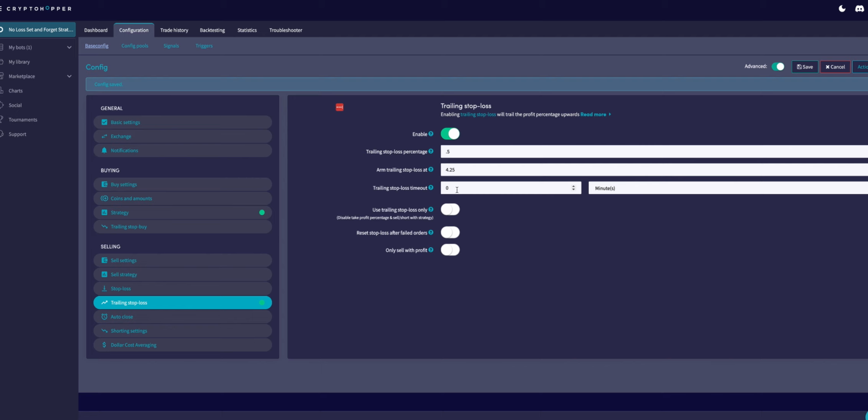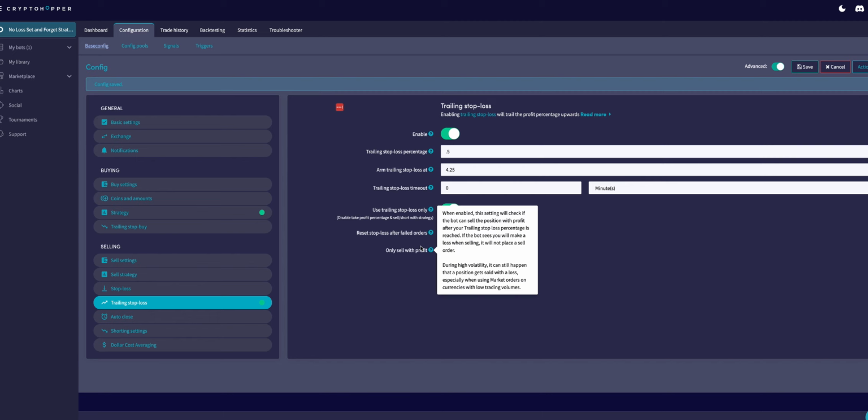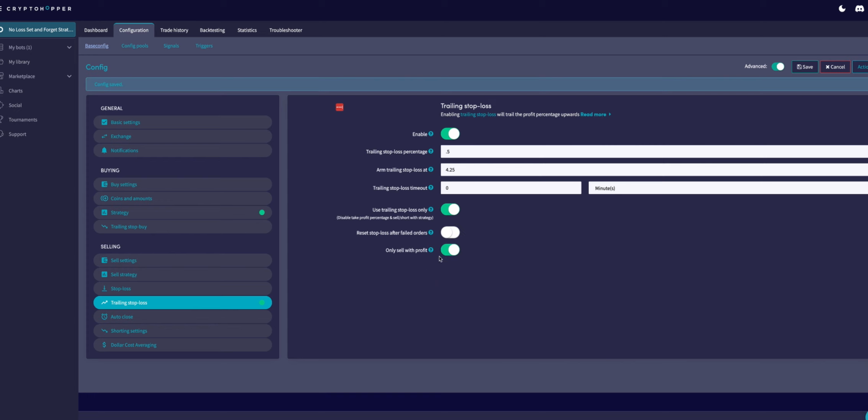We don't want this to time out after anything. We are using trailing stop loss only, and we only sell with profit. This is to ensure that the bot can sell a position after your trailing stop loss. If it's not able to place the sell, because this does happen during high volatility, it can happen that a position gets sold with a loss, especially when using market orders on currencies with low trading volumes. So only selling with a profit ensures that if the token is highly volatile and it goes up 6% and then it goes down 6% and you're not able to catch a sell, it's not going to sell with a loss.